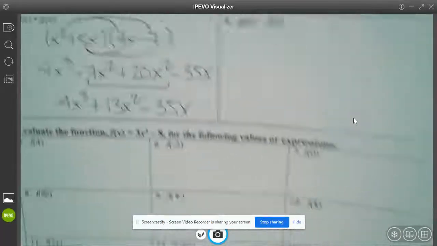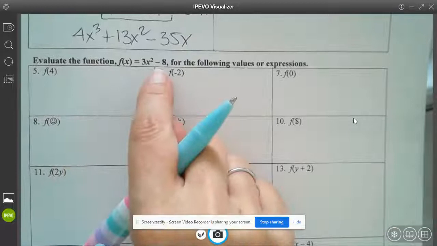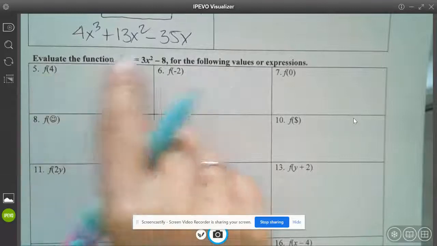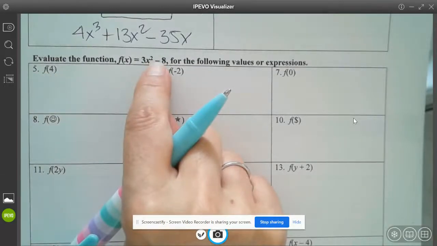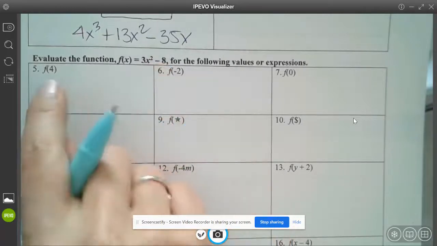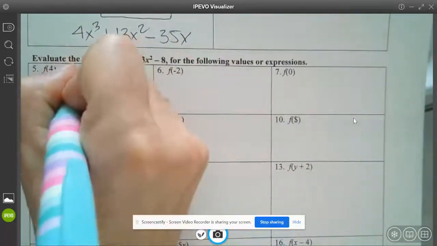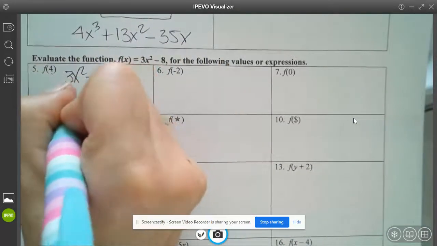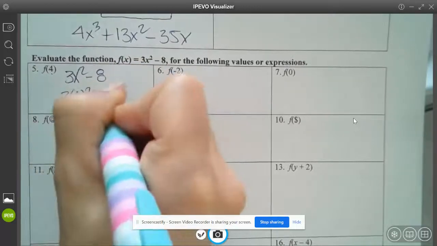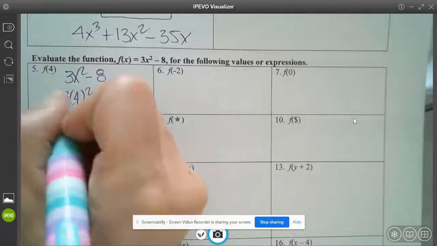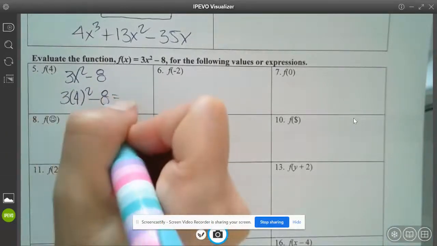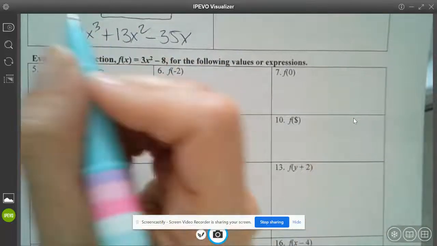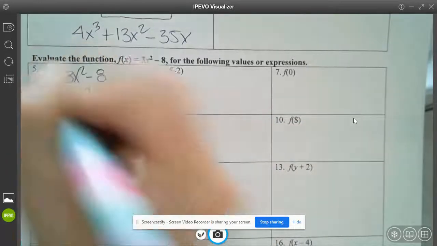All right, the next thing we did is evaluating. So we're going to evaluate f of 4. That's what they're giving you, the value for x. You plug it in and you find the other value, which is your output. So if x is 4, what's y? That's 3x squared minus 8, that's the function. And then wherever you see x, you're going to put that 4. It's 3 times 4 squared minus 8, and then you can just put that in the calculator. So that's 4 times 4, that's 16, times 3, that's 48, minus 8, that is 40. And that's my answer. So when x is 4, y is 40.